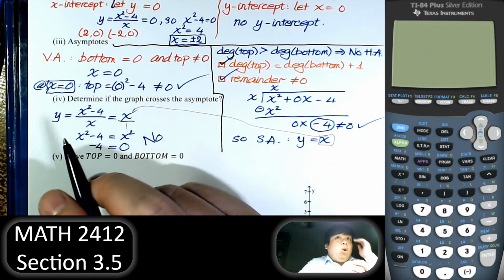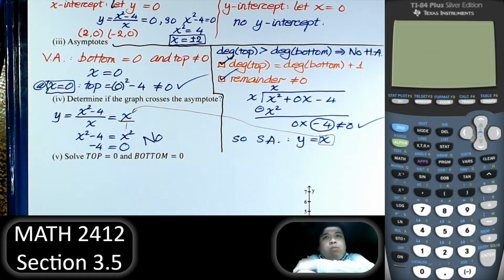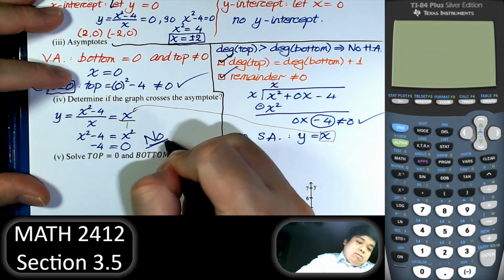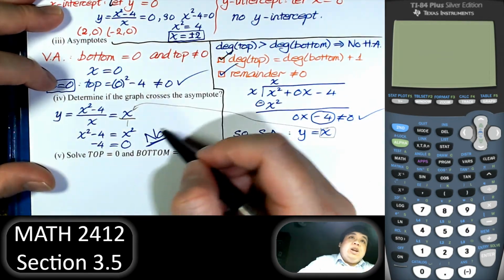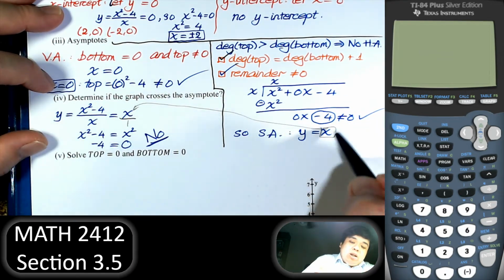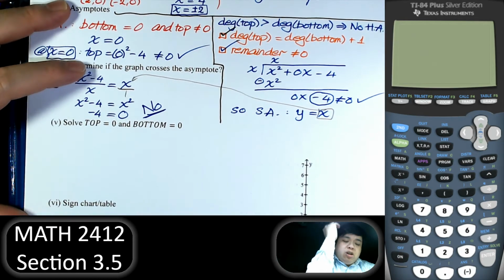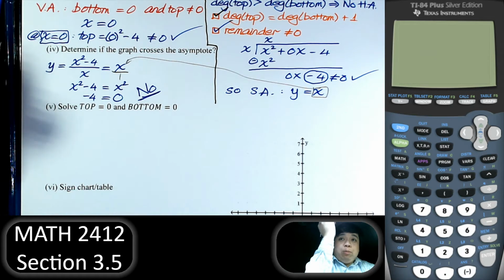It can only cross the slant asymptote or the horizontal asymptote. It cannot cross the vertical asymptote. So it's no solution here, so it does not cross the slant asymptote. Now next, we just need to solve for the top equal to 0 and the bottom equal to 0, so we can put it on the sign chart.